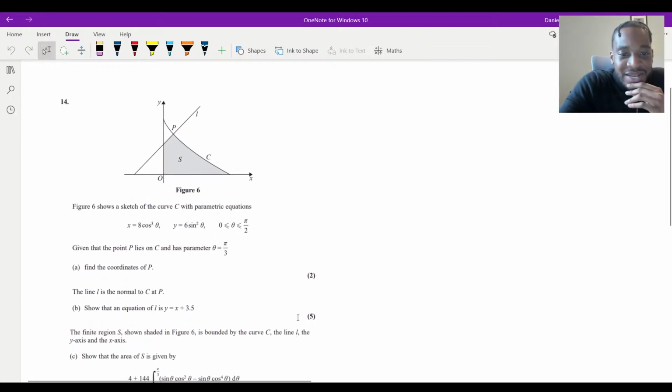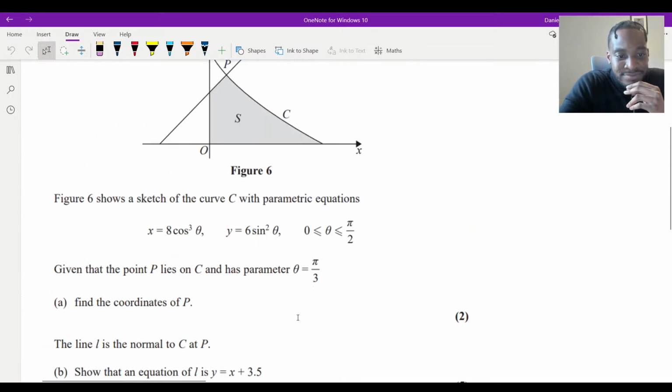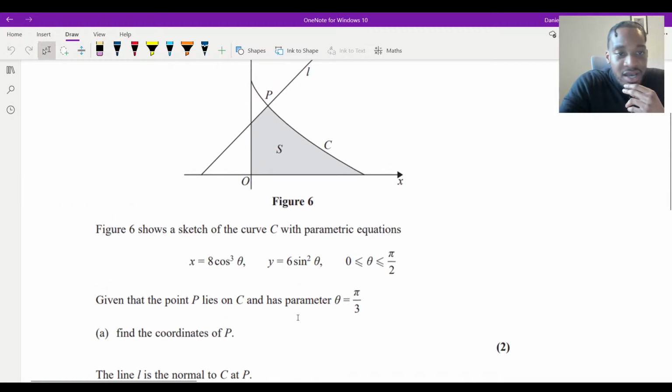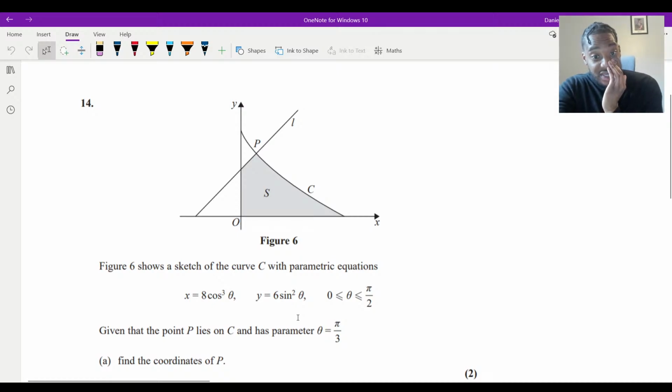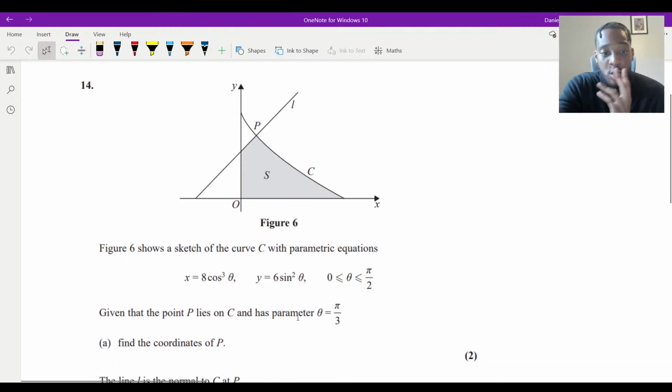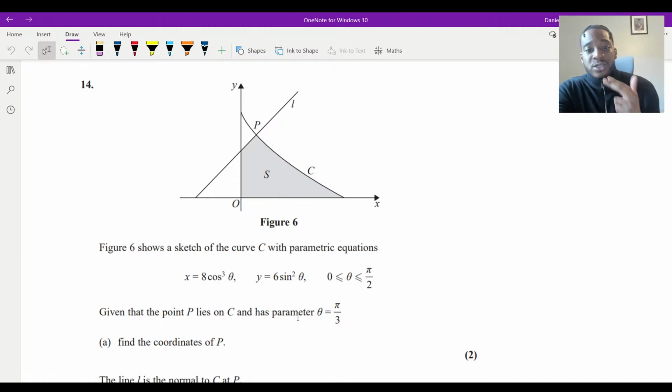Anyways, doing this one, let's have a look. Let's look at part A. It says, figure 6 shows a sketch of the curve C with parametric equations x equals 8 cos cubed theta and y equals 6 sine squared theta, where theta is between 0 and pi over 2. Given that the point P lies on C and has parameter theta equal to pi over 3, find the coordinates of P. This is Edexcel, by the way.